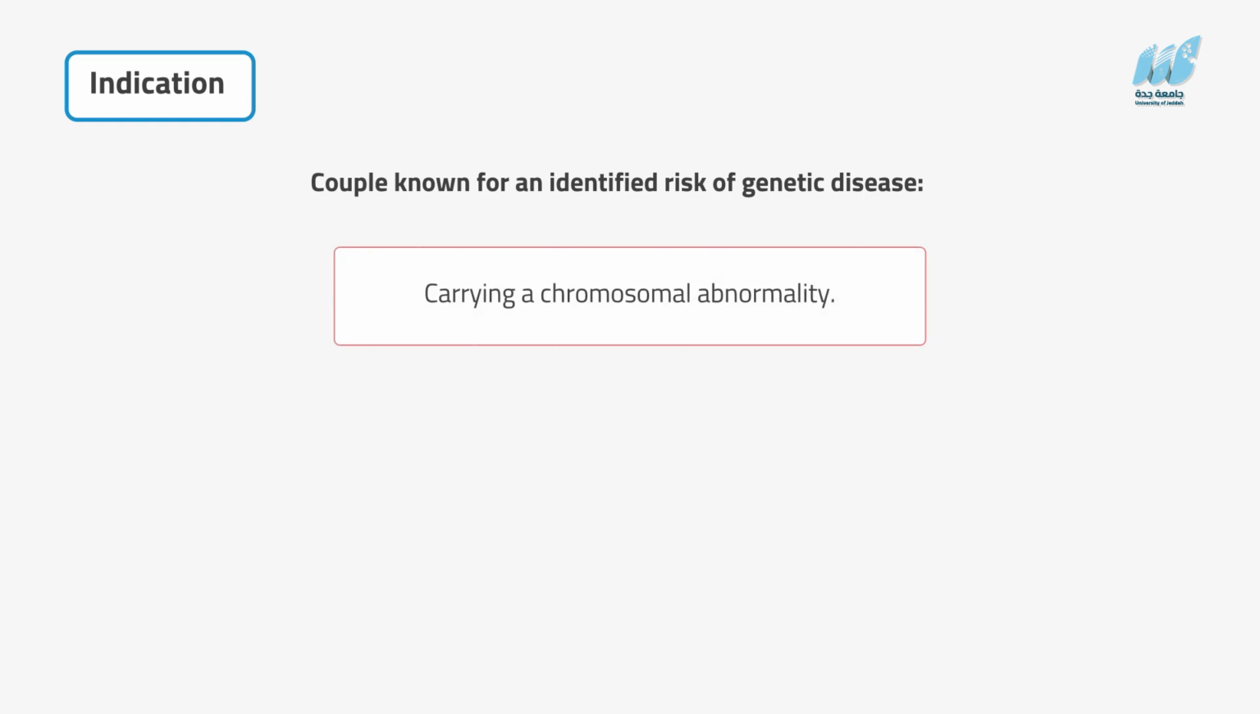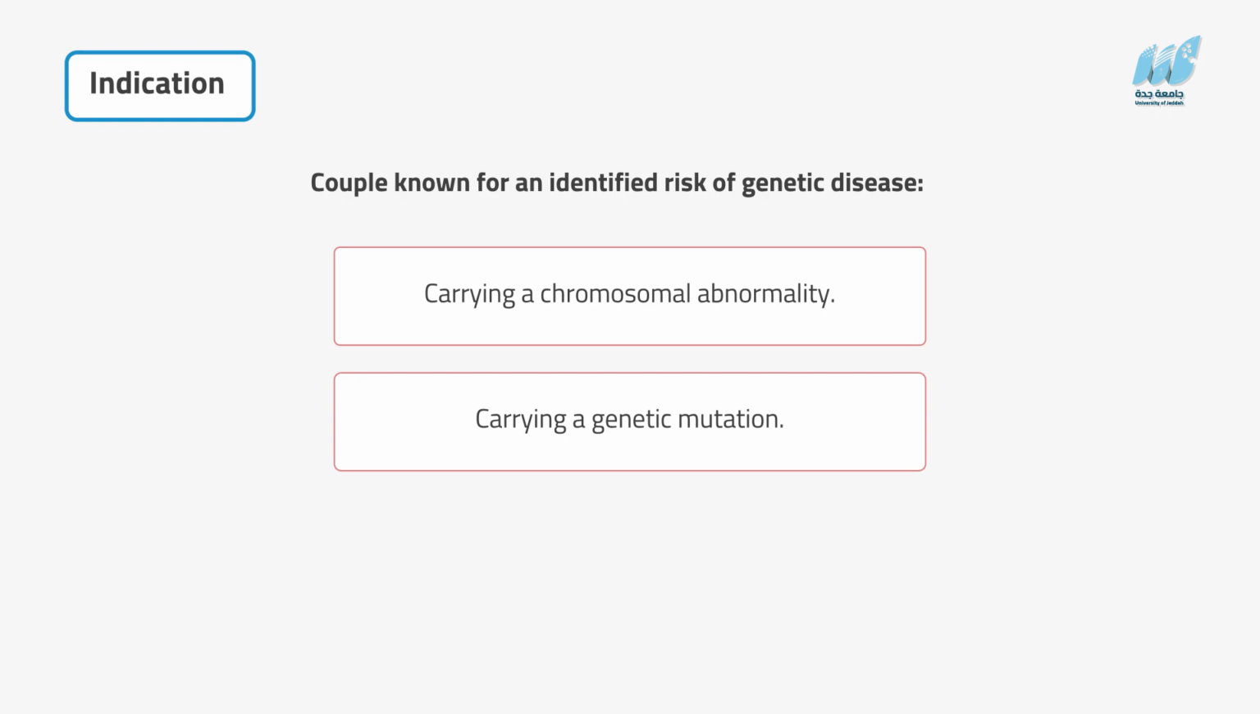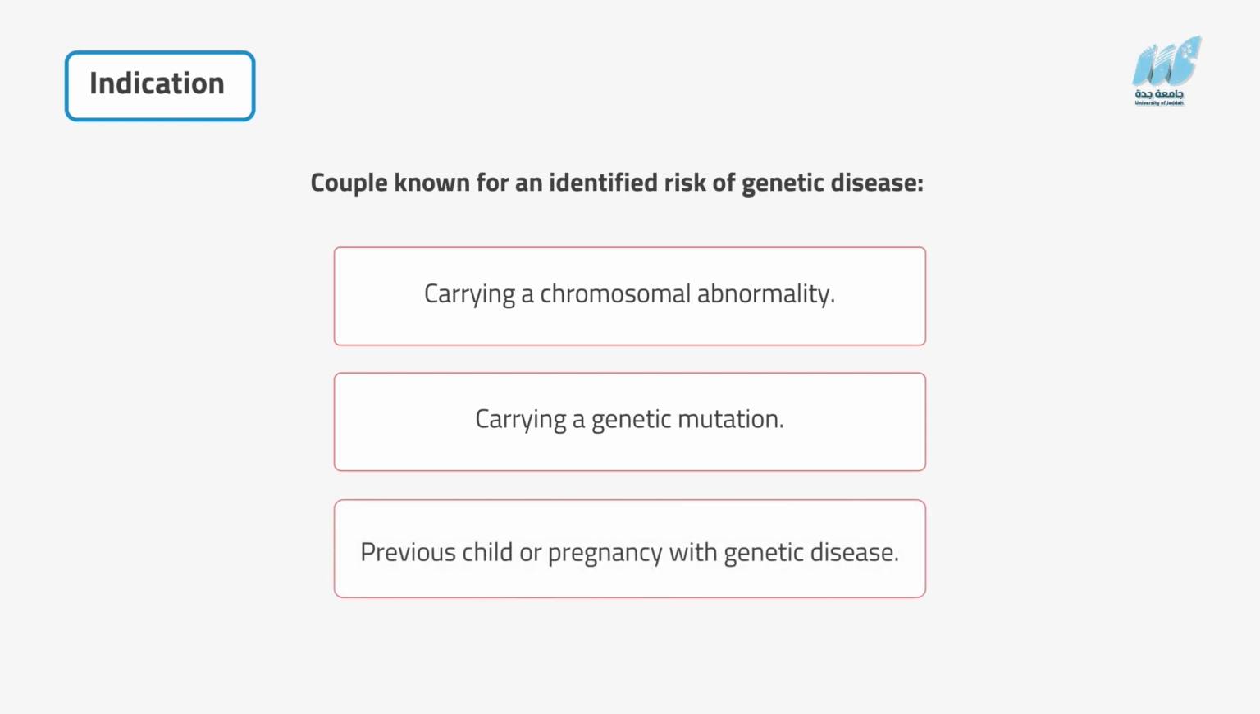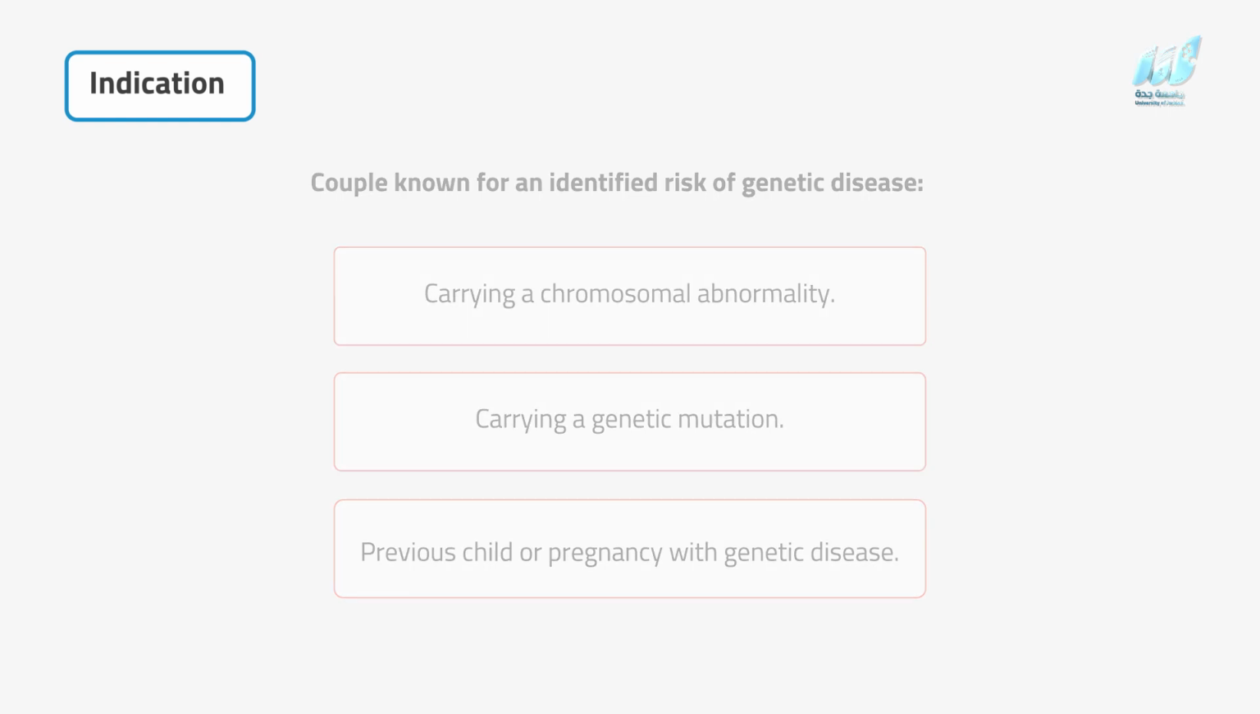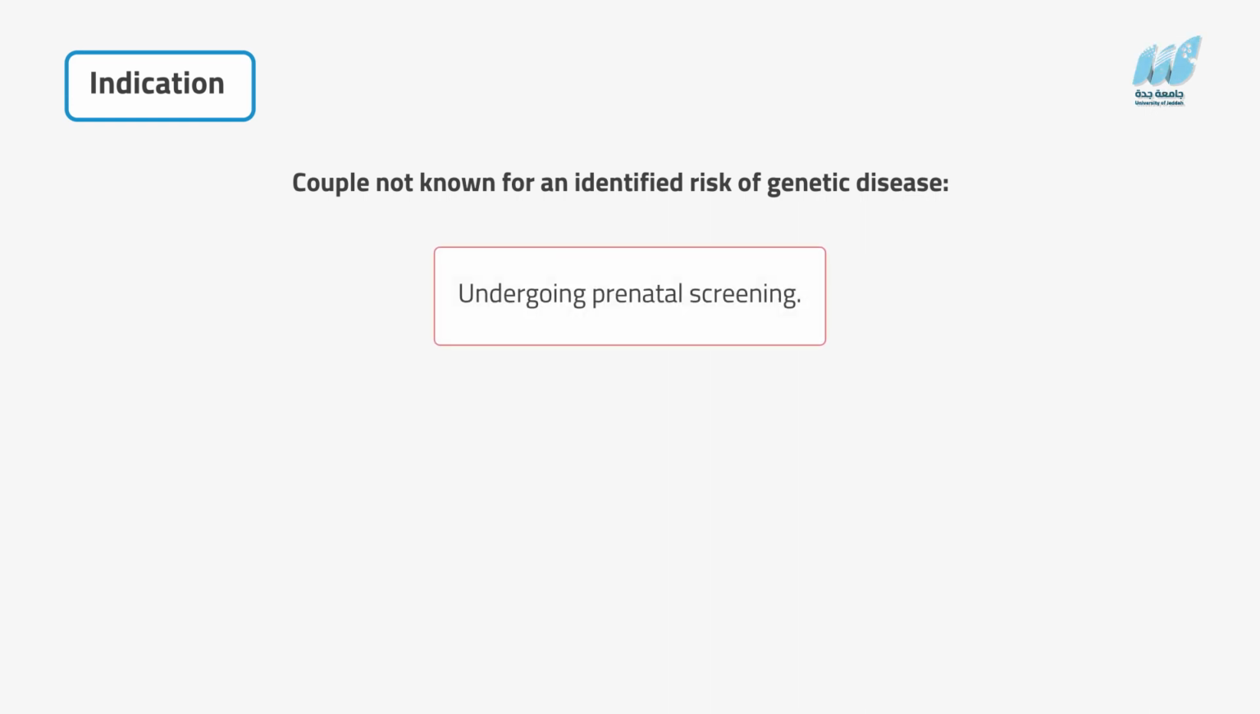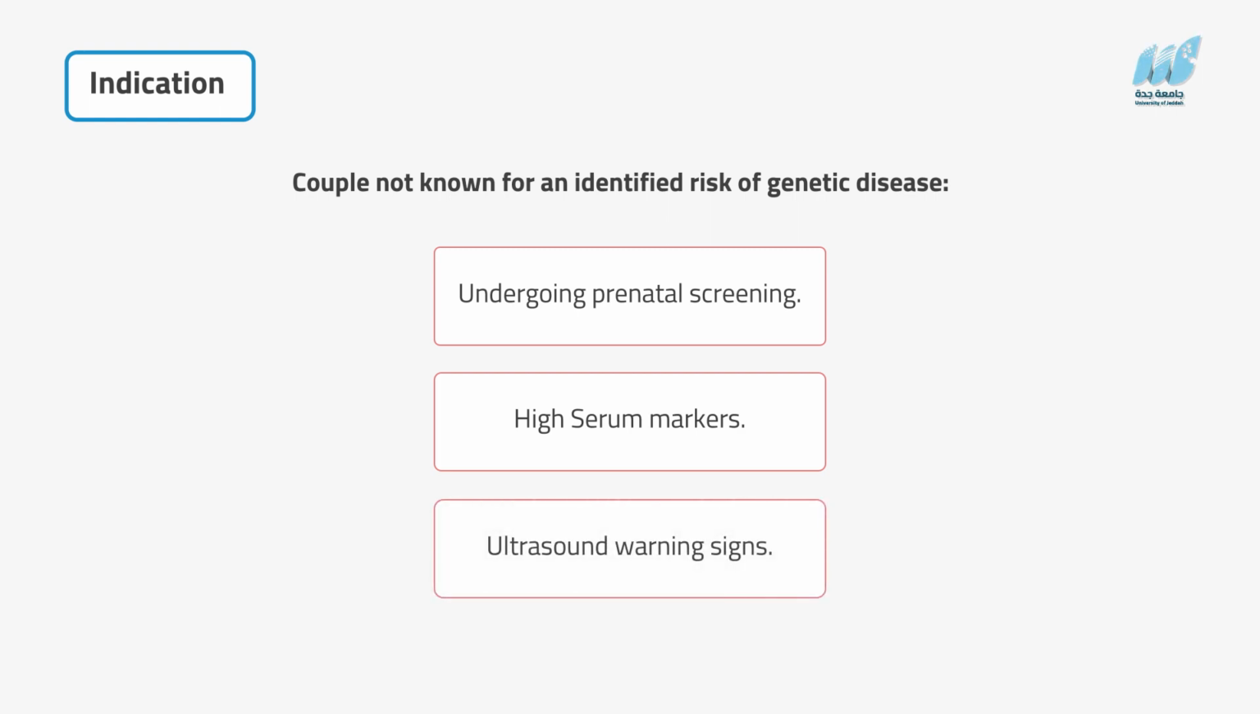The most common indication in prenatal diagnosis is couples known to have an identified risk of genetic diseases, if they're carrying a chromosomal abnormality, or carrying a genetic mutation, or having a previous child or pregnancy with genetic disorders. The second indication of prenatal diagnosis is in couples not known to have a risk of genetic disease, but they undergo prenatal screening with a high risk of aneuploidy, or having high serum markers, or having warning signs in antenatal ultrasounds. Prenatal diagnosis needs a multidisciplinary approach.